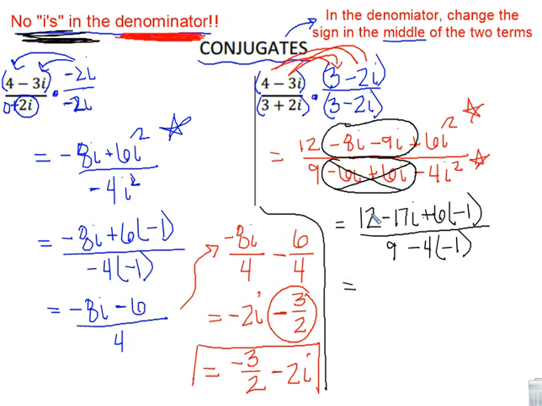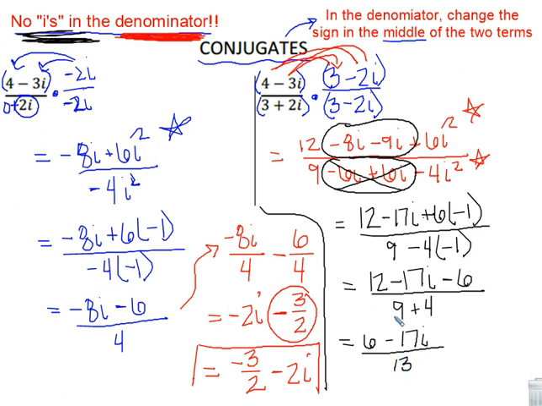Let's clean it up a little bit. Let's see, 12 minus 17i. 6 times -1 can give me -6. On the bottom, I have 9, and then -4 times -1 is a +4. Combine some like terms up top. 12 minus 6 can give me 6, and I have a minus 17i. In the denominator, 9 plus 4 can give me, oh wow, 13. There we go. And then again, notice how we have one number in the denominator.